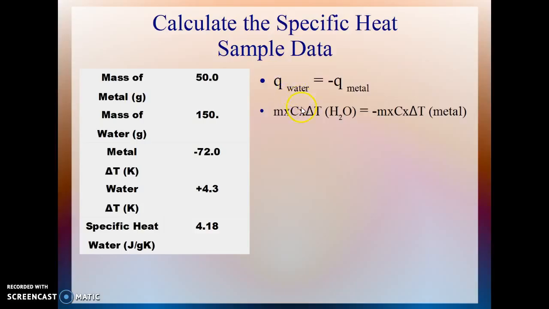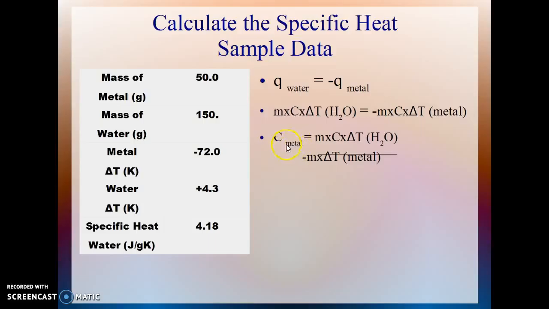We also know that Q, the heat, is the mass of the water times the specific heat of the water, times the change in temperature, and therefore that's going to be equal to the mass of the metal times the specific heat capacity of the metal, which we're looking for, times the change in temperature of the metal. And since this is a positive number, the heat in the water is going up, this is losing temperature, so the metal Q is a negative number.